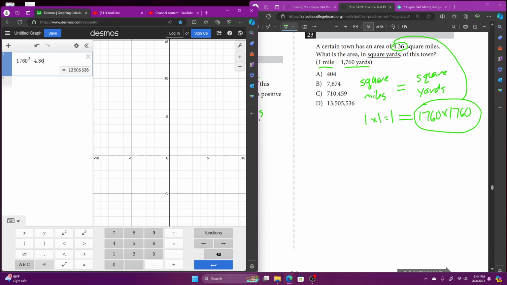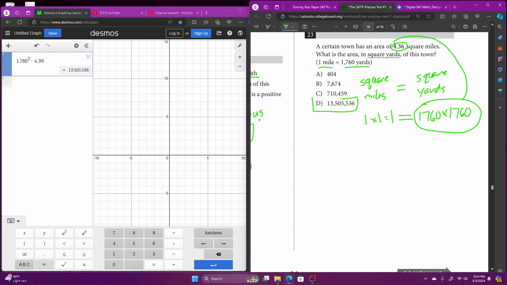And if you just did 1,760 times 4.36, you would have had a smaller number. And again, I did find some similar IXL practice to this for you. And it was lesson EHV.